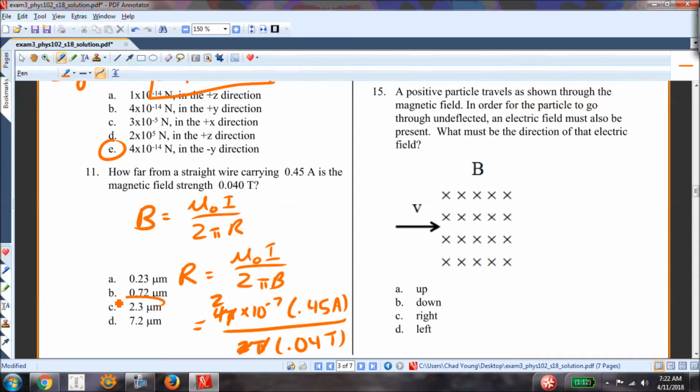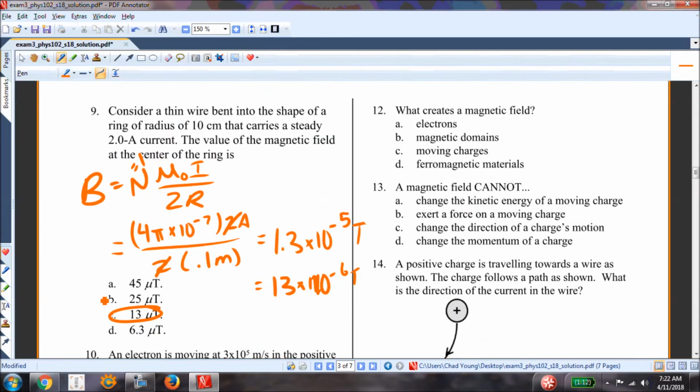2.25 times 10 to the minus 6. That's 2.3 micrometers. So number 11 is C. Which creates a magnetic field? By the way, that was a concept test. Moving charges create a magnetic field.